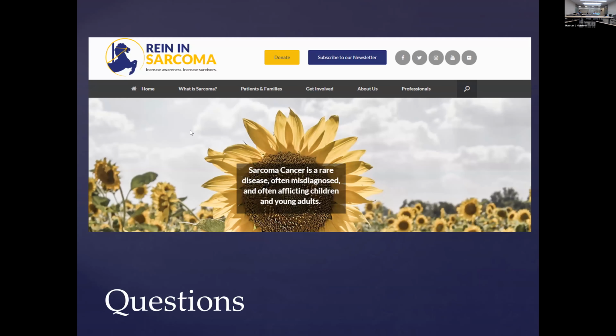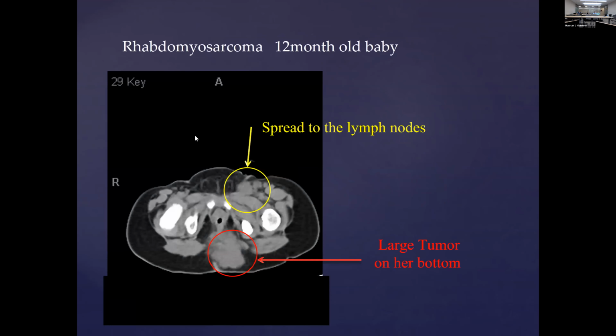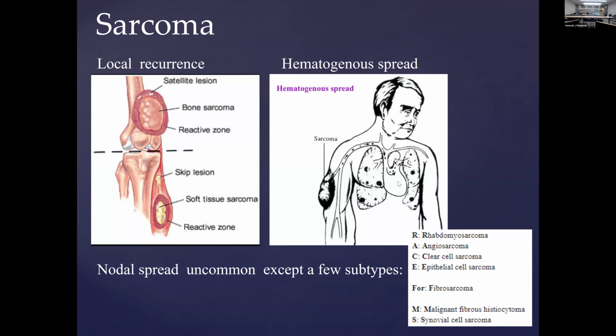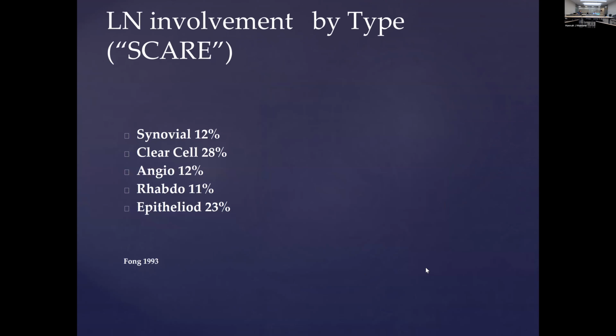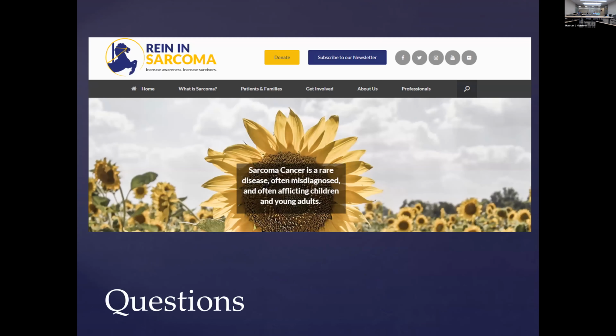That's my presentation, and I'll show you just for fun. These are the ones that spread by lymph nodes: race, rhabdo, angio, clear, and epithelioid. And I think it's also called SCARE: synovial, clear cell, angio, rhabdo. You know, medical students, you like mnemonics, right? They're good for tests. Anyway, that's my presentation.